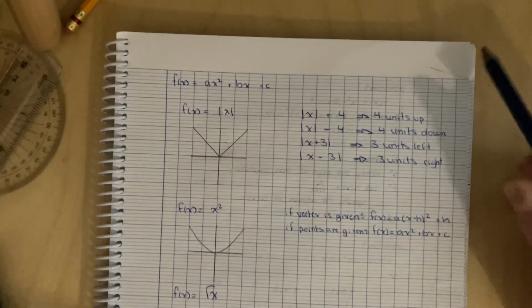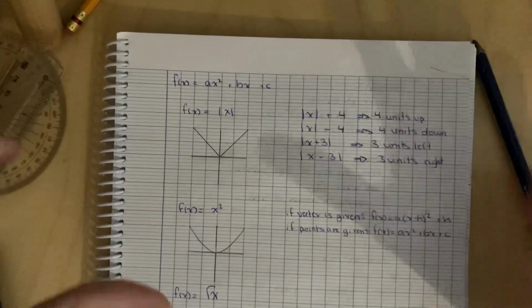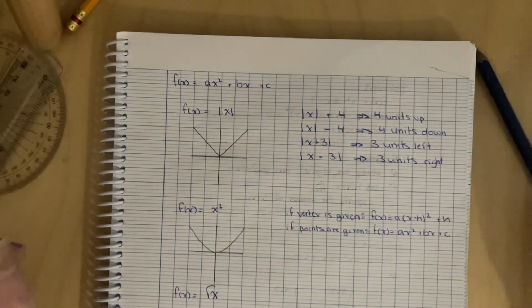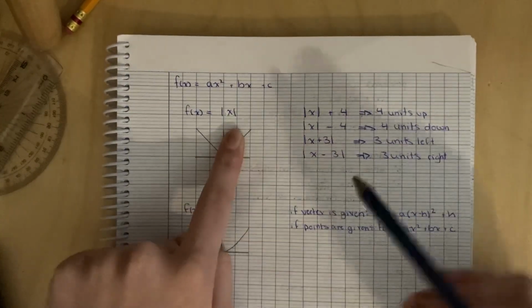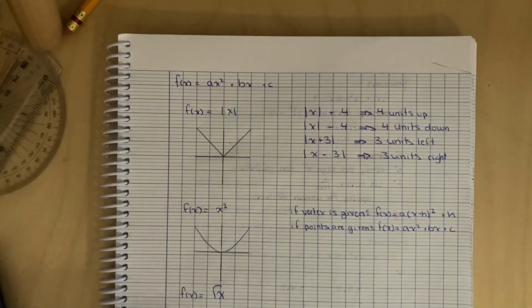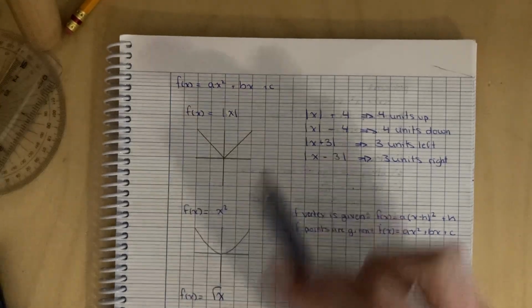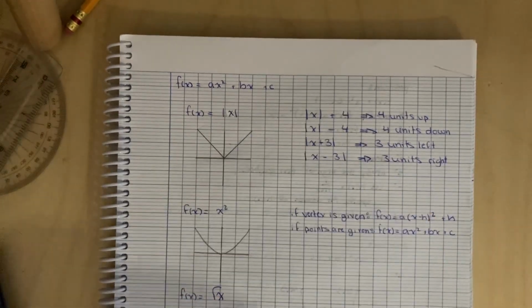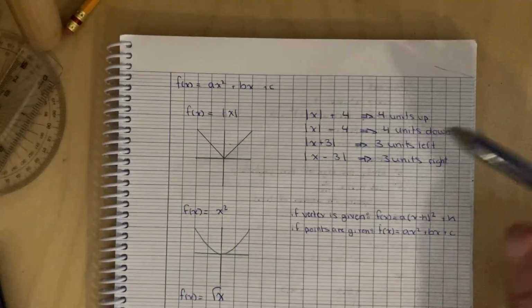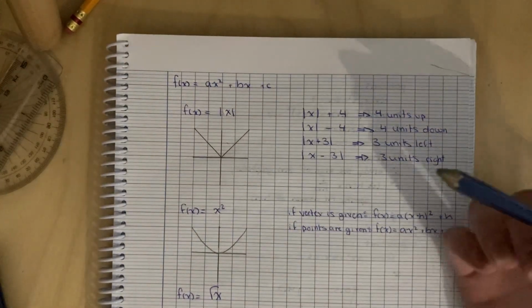Now, if you want to move it to the right, inside the absolute value, you need to subtract the number that you want to move it to the right. For example, if you want to move it 3 units to the right, you subtract 3 on the inside of the absolute. If you want to move it to the left, you need to add 3.